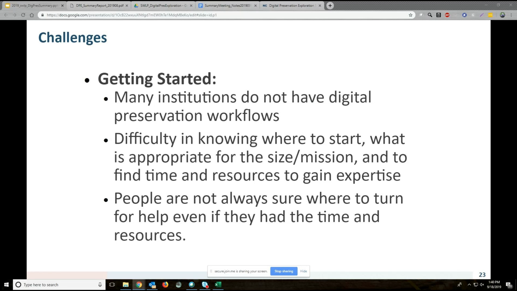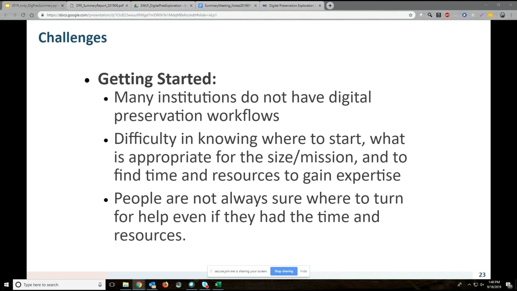And I'll go through the different categories of challenges that came up through these discussions. The first is getting started. There was a lot of discussion about just the problem of figuring out how to get started. A lot of institutions don't have digital preservation workflows already developed, so they're starting from scratch, which is an overwhelming process. There's difficulty in knowing where to start, what is appropriate for the size of your institution and the mission of your institution, and it's also difficult to find time and resources to gain that expertise.